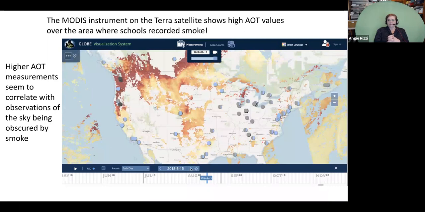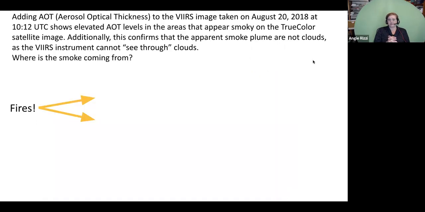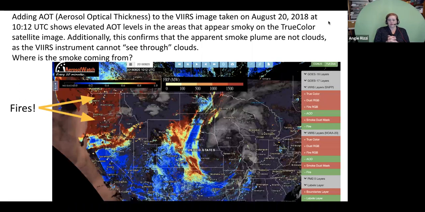This is showing the Viz tool with those same observations and the AOD base map turned on. Next slide. And then here's Aerosol Watch information. And in Aerosol Watch, you can have true color images. You can put on a smoke and dust mask. Next slide. You can also pull up fires and see where the fires are. So those would be the little yellow dots. Next slide.